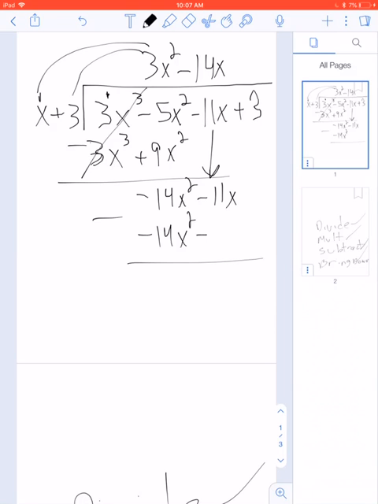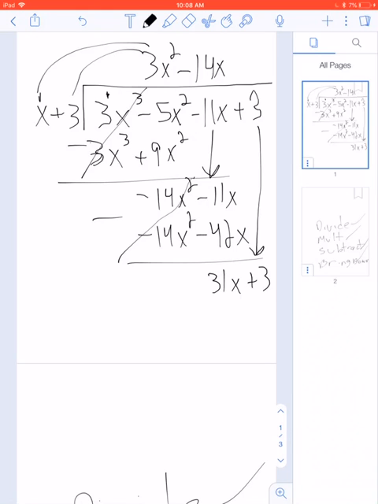So I have my negative 42x. And again, I have to subtract these values. So negative 14x squared minus 14x squared, those will cancel each other out. Then I have negative 11x minus negative 42x. So again, subtracting a negative is the same as adding, right? So I'm going to end up here with positive 31x. And now I need to bring down this positive 3. And I have to repeat my cycle one more time.